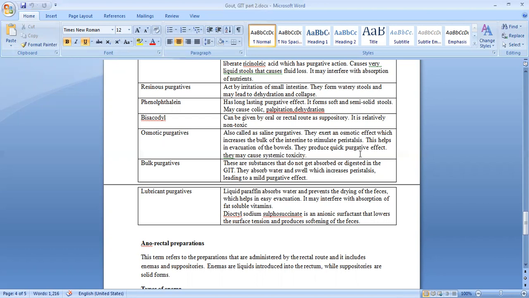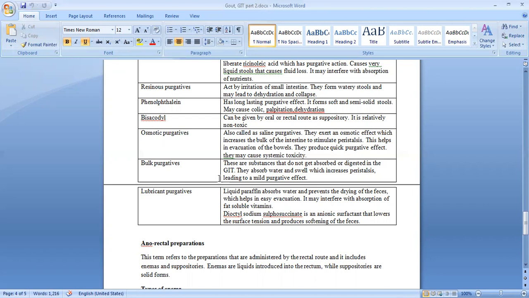Their purgative action is very quick, but they may get absorbed into the body because they are soluble salts, and because of that there can be certain kind of systemic toxicity which is produced.